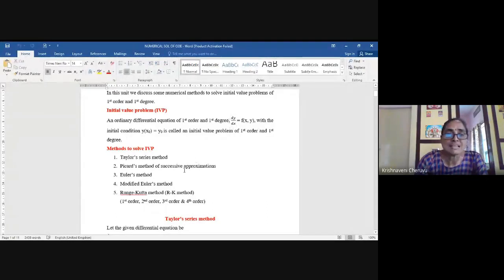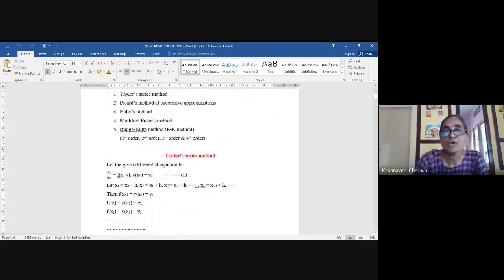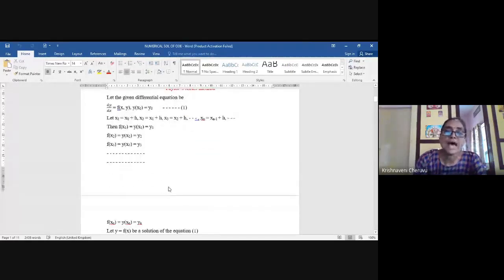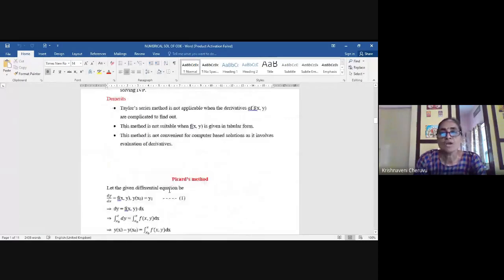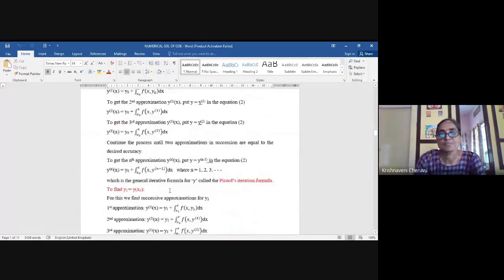In the previous class we already discussed the Taylor series method of solving initial value problems and Picard's method of successive approximations. Today in this class I am going to explain once again Euler's method of solving this initial value problem, and of course modified Euler's method. What you have to do is do 2 problems for each method and submit in the Google class. So let us move on to Euler's method.